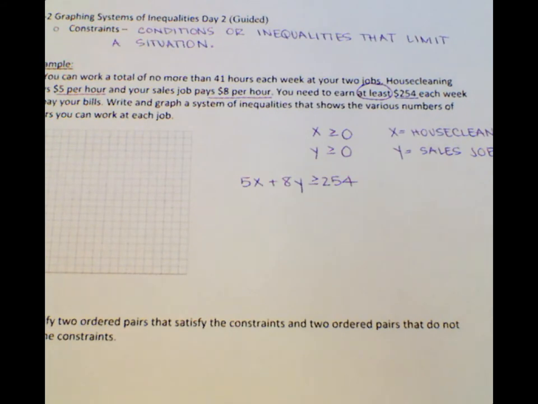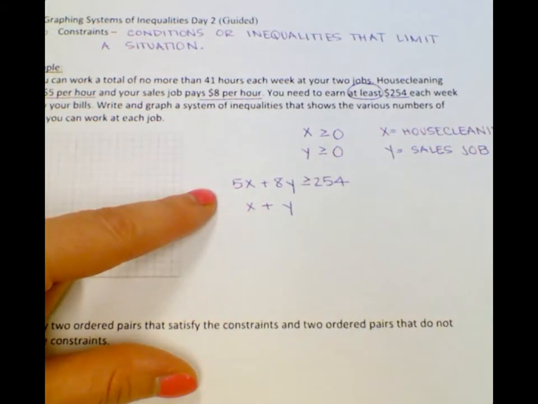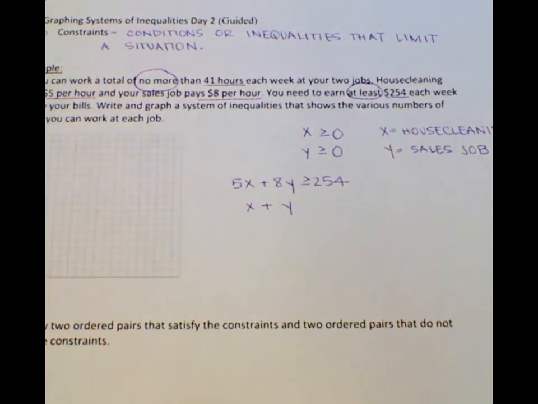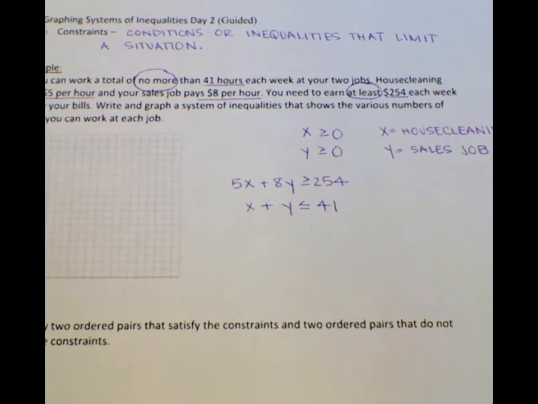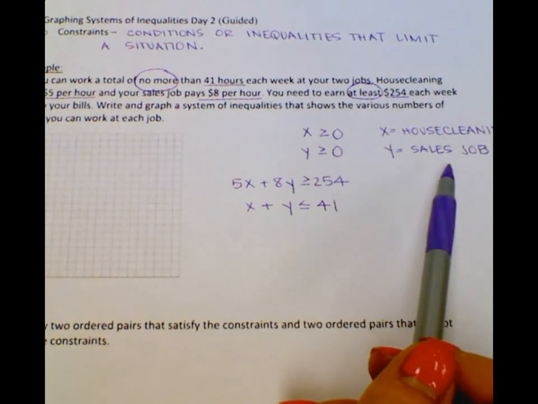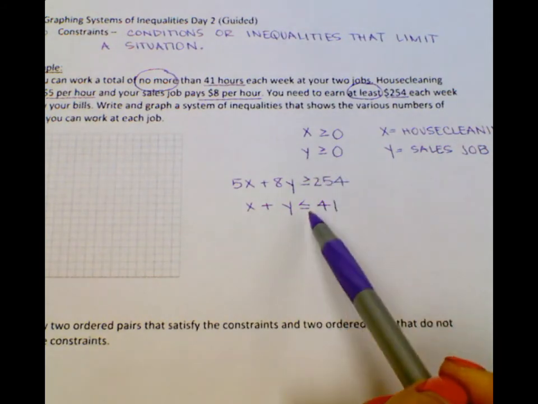Now, the other thing that they're talking about is the hours. It says that you can work no more than 41 hours. So with your house cleaning and your sales job, you can work no more than 41 hours. What do you think no more than is? Good, less than or equal to 41 hours. You can't work more than that. So there's our inequalities. How many constraints do we have? You have 4 constraints: 1, 2, 3, 4.